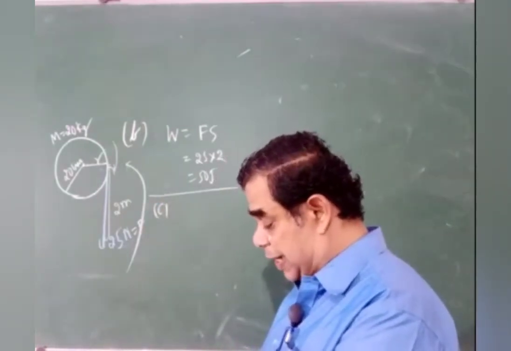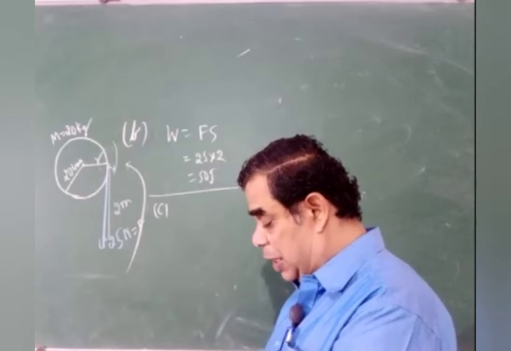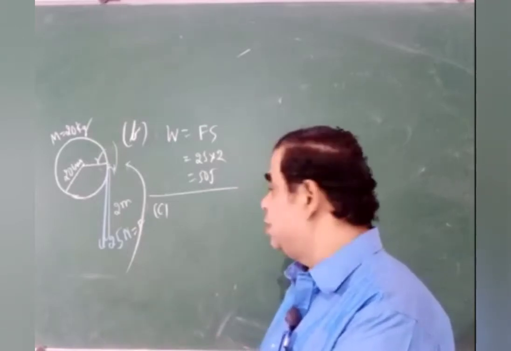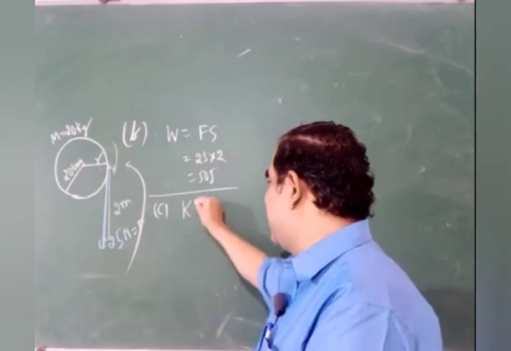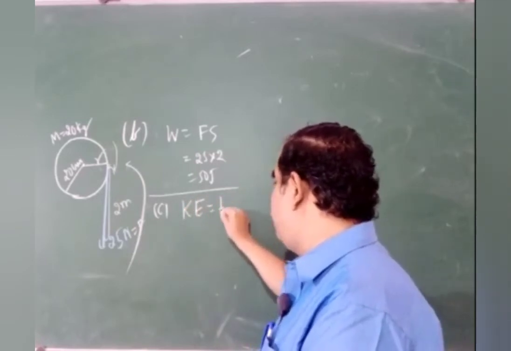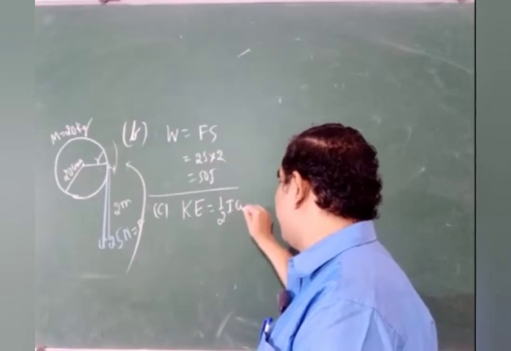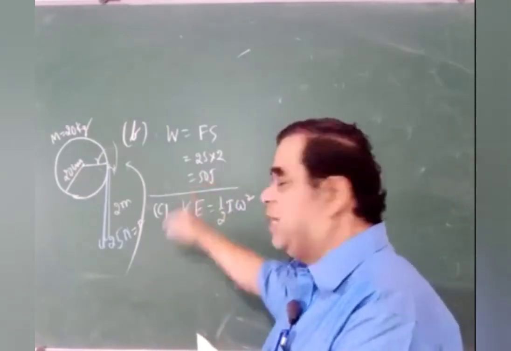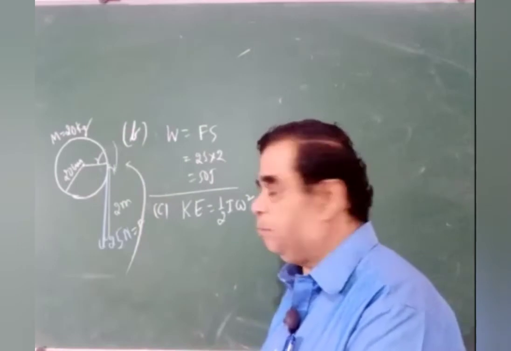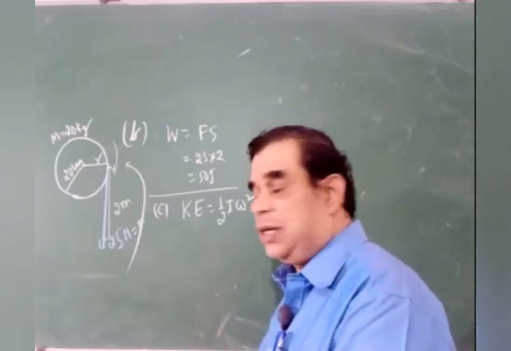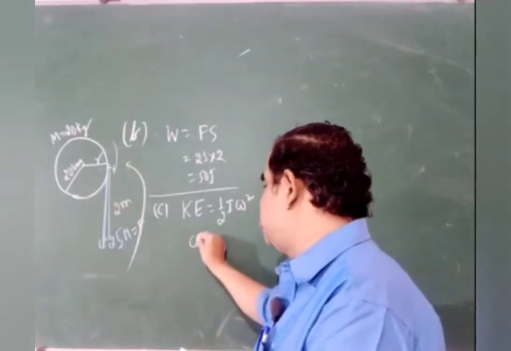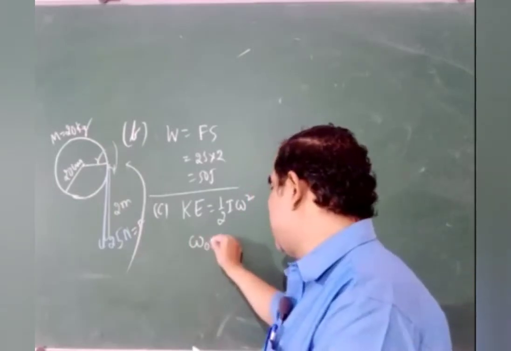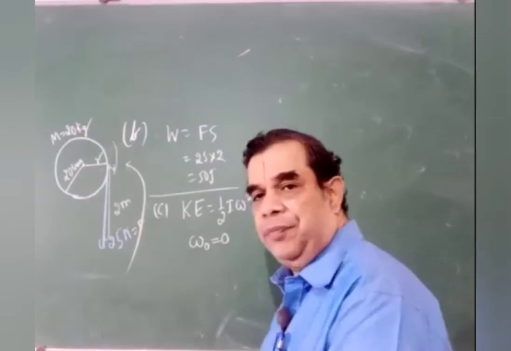Find also the kinetic energy of the wheel at this point. Assume that the wheel starts from rest. We are asked to calculate kinetic energy, half I omega square. Omega is the final velocity at this point when it is down by 2 meters. So omega is the velocity, and we are given that the flywheel starts at rest. That is, the initial angular velocity omega naught is 0.